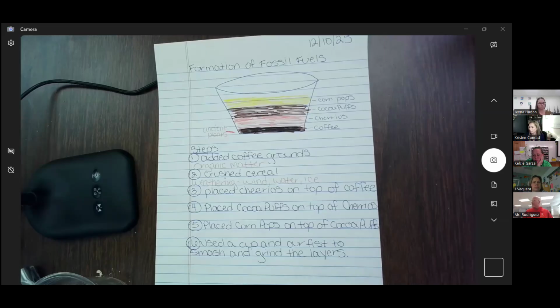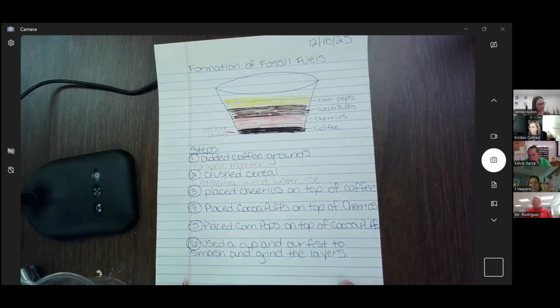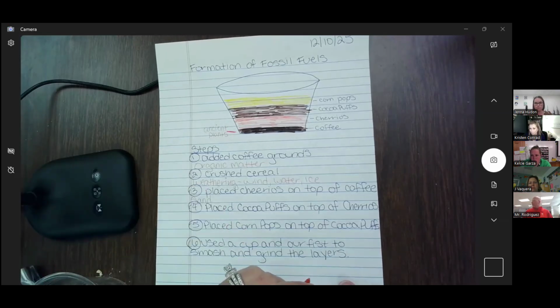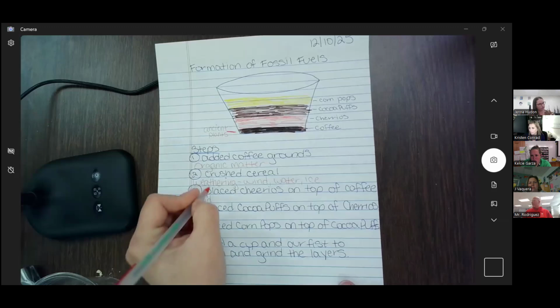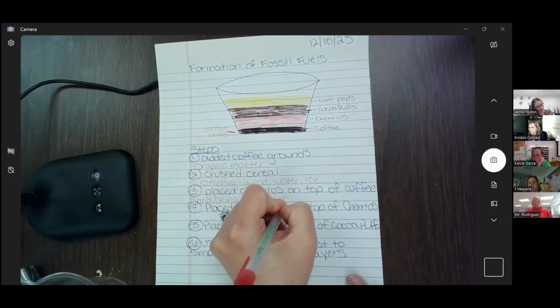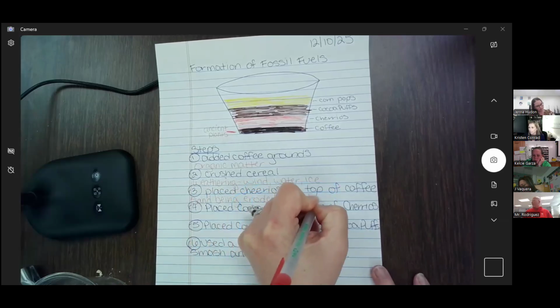We crushed those Cheerios and then we did what with them? We see here, we placed them on the top of the coffee, right? And so thinking about the process occurring in real life, what was that representing? When we placed those Cheerios on top of the coffee, what was that representing occurring in the real world? It was sand. Yes. So it was sand being eroded and deposited. Very good. Sand being eroded and deposited.